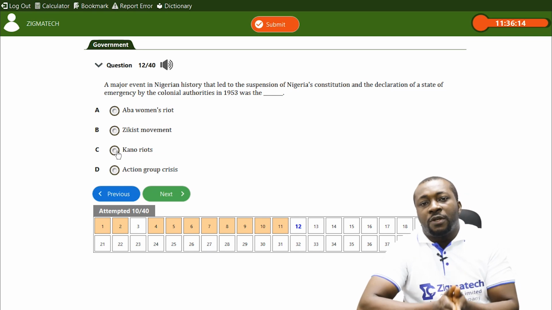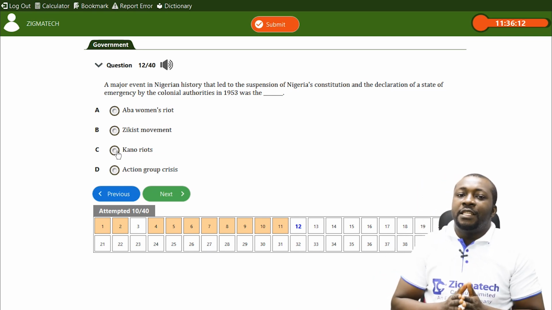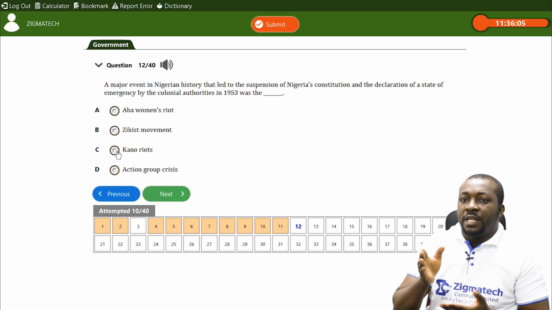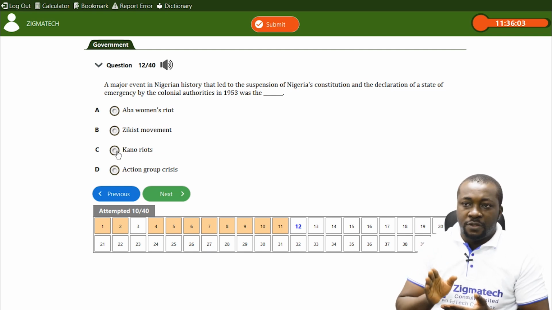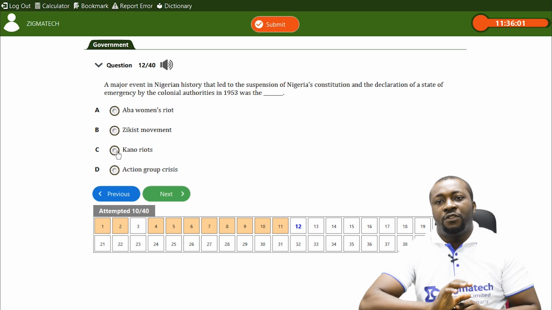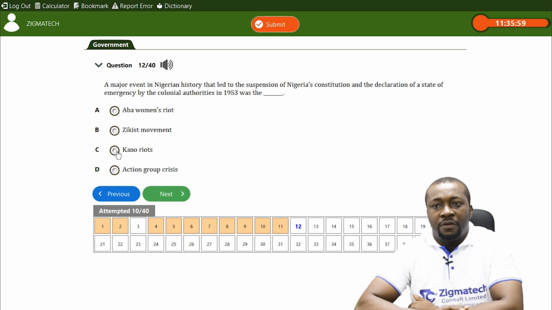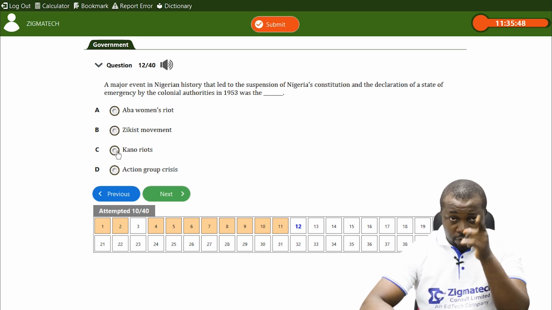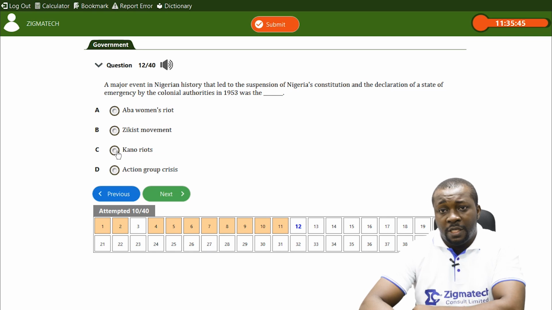So the constitution we are talking about here is the 1951 Macpherson Constitution. So when you say a major event in Nigerian history that led to the suspension of the Nigerian constitution and the declaration of a state of emergency by the colonial authority in Nigeria, it was the Kano Riot of 1953. And the constitution affected is the 1951 Macpherson Constitution and the constitution that replaced it, the 1954 Lyttelton Constitution. So C is the answer.